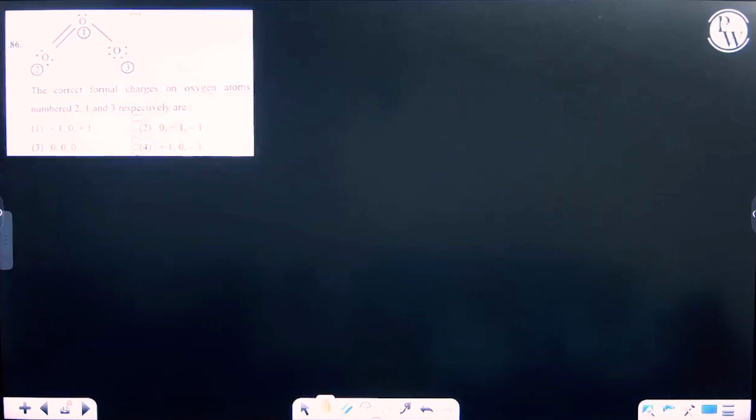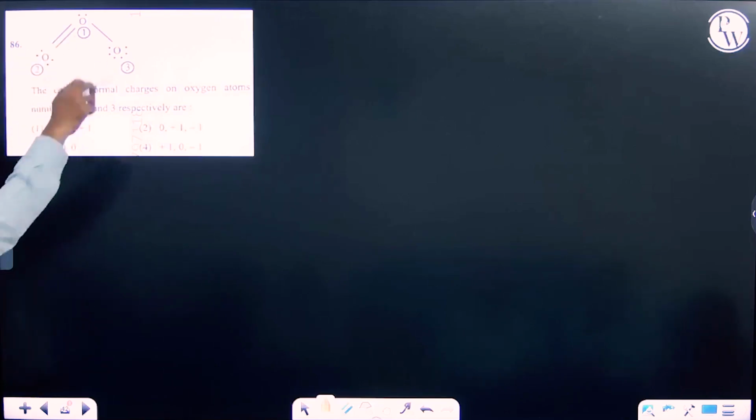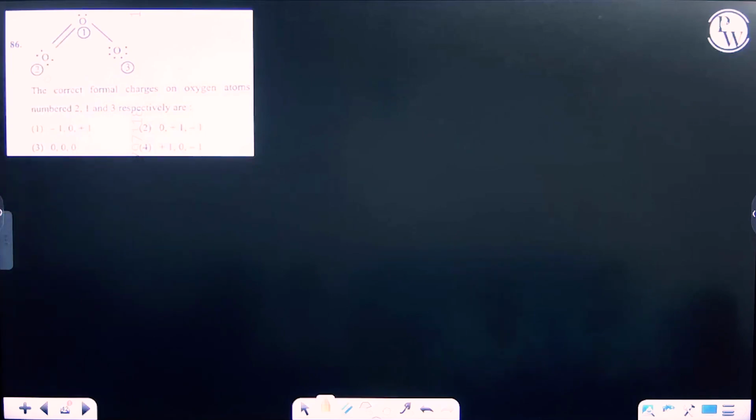This is the simplest one, ozone. Here it has O double bond O, forming the normal number of bonds it can form. So the formal charge on this is 0. This one is forming more bonds than it can form. More number of bonds it is forming.